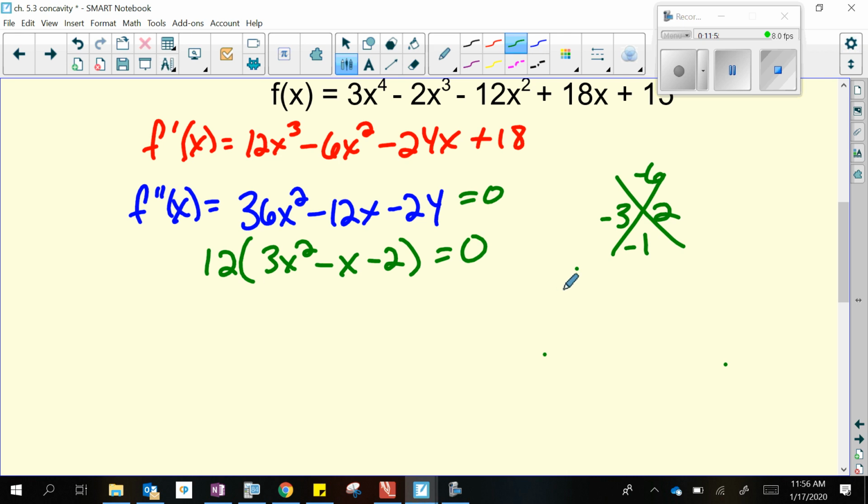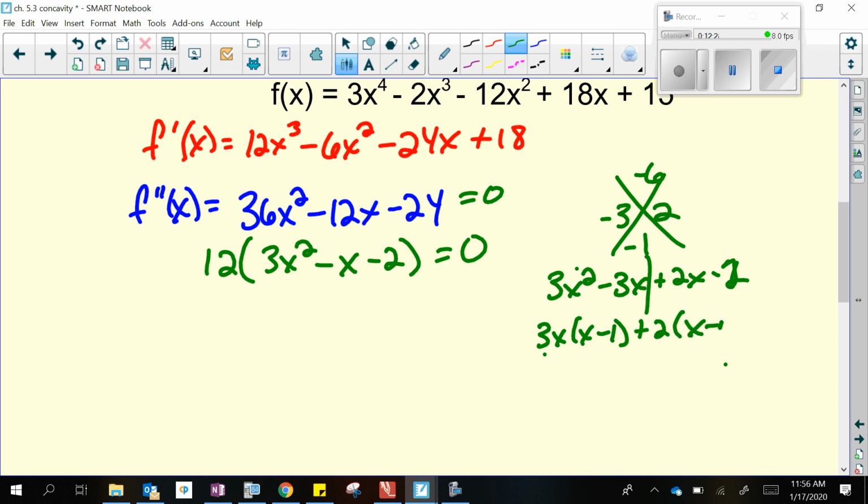Negative 3 and 2. So then we get 3x squared minus 3x plus 2x minus 1. Split it down the middle. Take out a 3x. Minus 2. Hang on, what did I do wrong? Oh, minus 2 here. There you go. Okay, so this is minus 2. And then I can take out a 2, and I get x minus 1. So I've got 12 times 3x plus 2 times x minus 1.